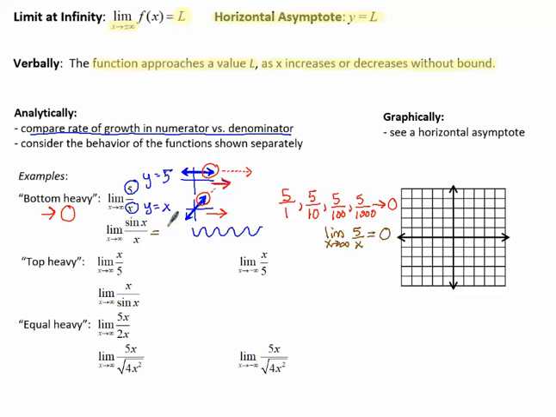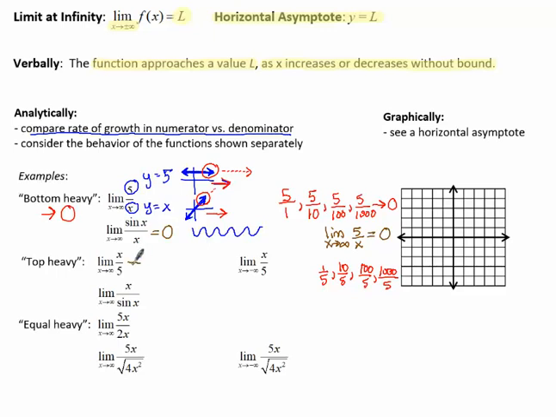Let's take a look at what I mean by top heavy. So this time, notice I just flipped these two over. So now the numerator is growing faster than the denominator. So if the numerator is growing faster, that means the function is increasing without bound, while the denominator is not doing anything. So just flip these over, and what does that make you think of? Well, 1 over 5, 10 over 5, 100 over 5, 1,000 over 5, and so on and so forth. These values are getting larger. So noticing that x is growing without bound, then this function will grow without bound.